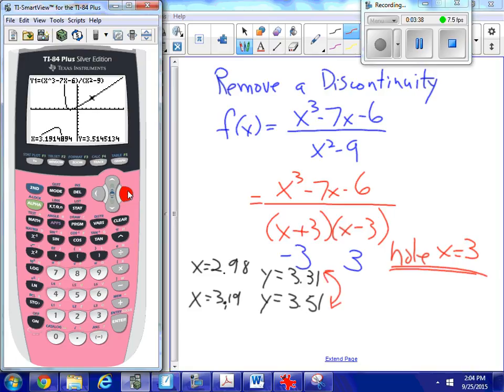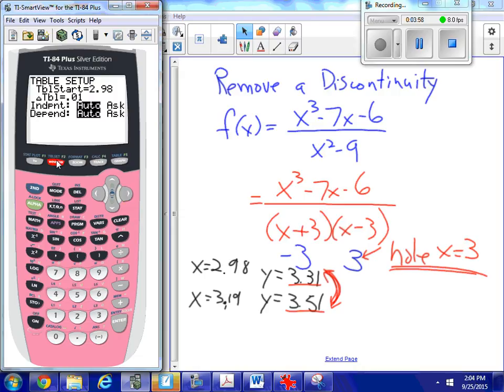So I know that my limit as x approaches that hole is somewhere between these two values. There's a hole at x equals 3, and the y value to the left of it is 3.31, and to the right of it is 3.51. So it has to be in between those two values. Well, let's go to my table and see if I can get it even any closer. So I'm going to go second, table set. I'd like my table to start at 3, which is where I know the point of discontinuity is going to be. And since I'm trying to come in at a single point from the left and the right, I usually set my delta table at 0.01.